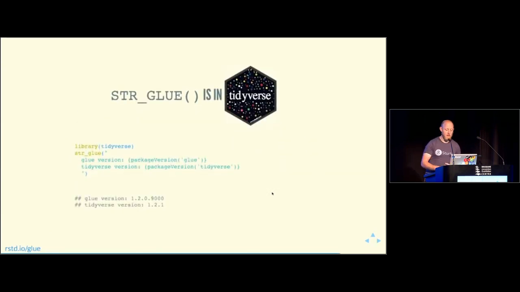So the last sort of function I wanted to talk about is the str_glue function. So this is actually a function in stringr that uses glue under the hood. And because stringr is one of the packages in the tidyverse package, and it's attached automatically when you load the tidyverse, this means that you have access to the str_glue function as soon as you load the tidyverse. So you don't actually even have to worry about the glue package itself. You already have this package likely installed.